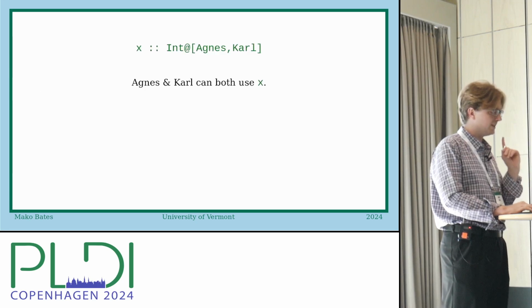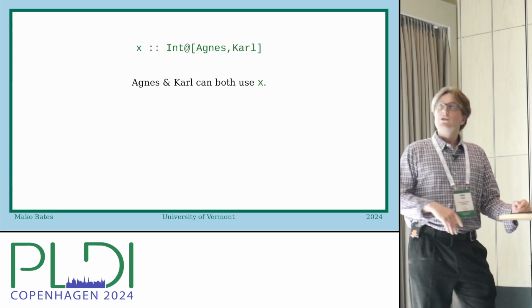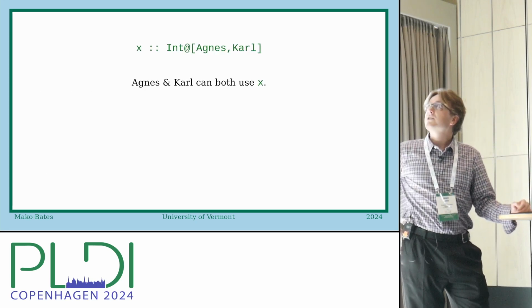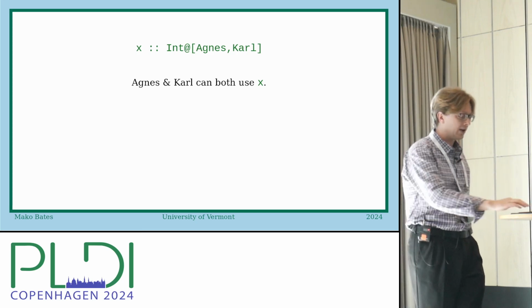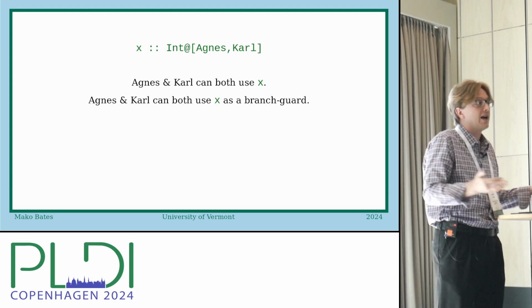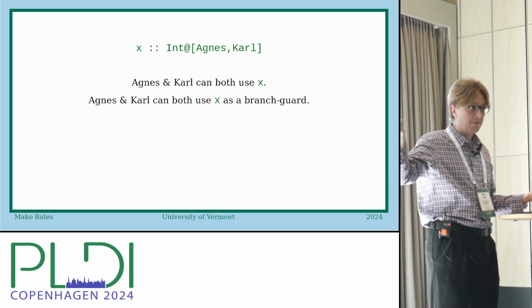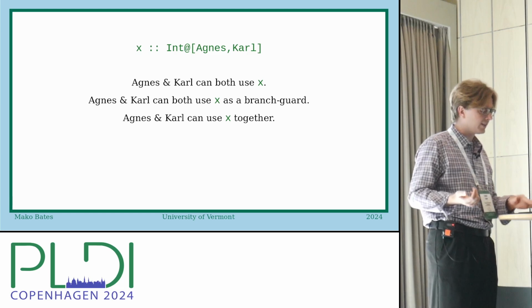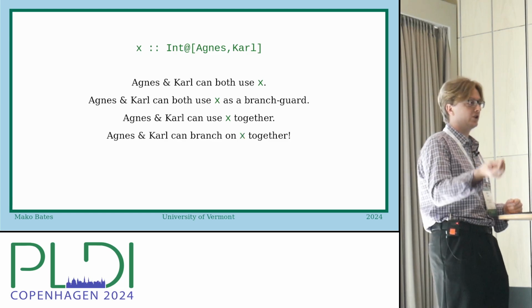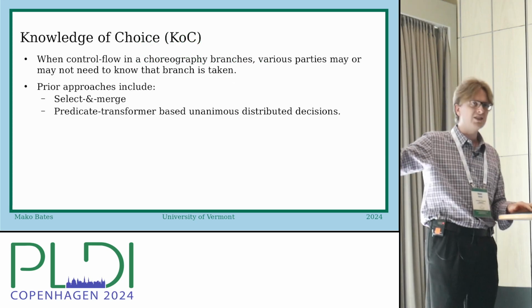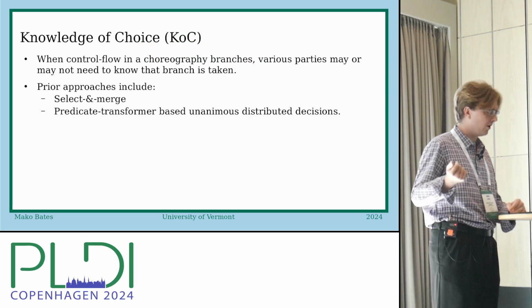However, let's go back to kλsmall. So x is an integer known to Agnes and Carl. Agnes can use x, Carl can use x. What can they use it for? Well, they could use it as a branch guard. But as I was talking about with congruent computation, they can use x together, so they can branch together. This is knowledge of choice. Making sure we're all on the same page.